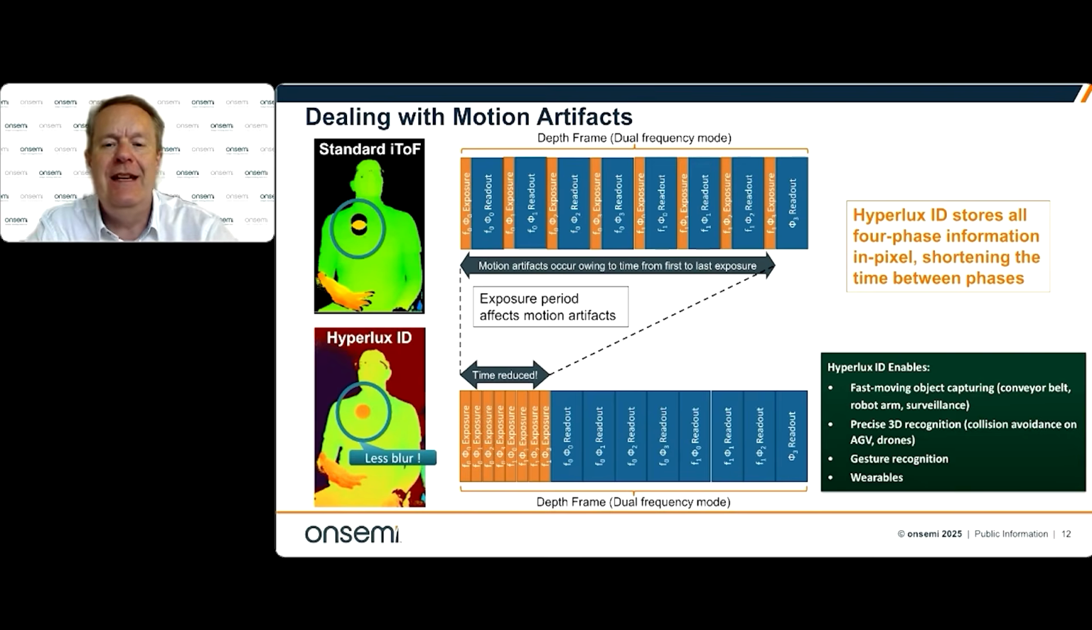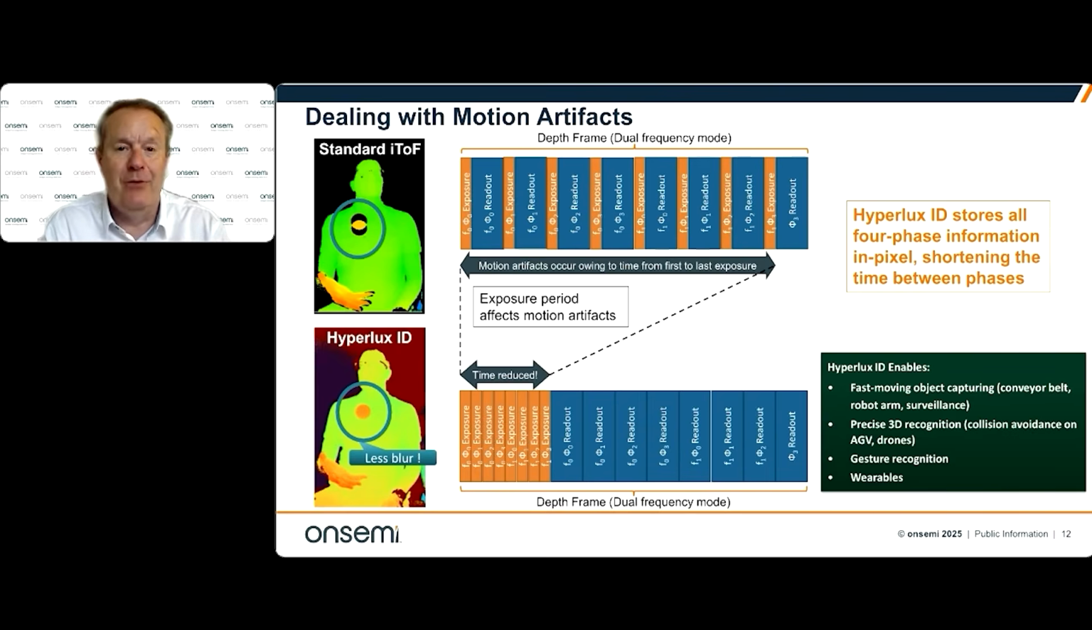Hyperlux ID stores all of the 4-phase information in the pixel. So this shortens the time between the phases. Basically, you can do all 4 exposures for each frequency consecutively. You can have those 4 phases I mentioned, 0 degrees, 90 degrees, 180 degrees, 270 degrees, and do that for both frequencies and then do all of the readout, because we have this in-pixel memory that enables the readout to all happen after the exposure. So why is this important? It enables fast-moving object capture.